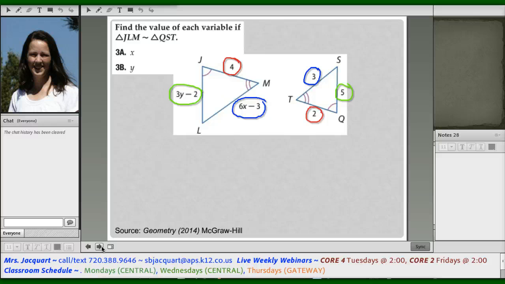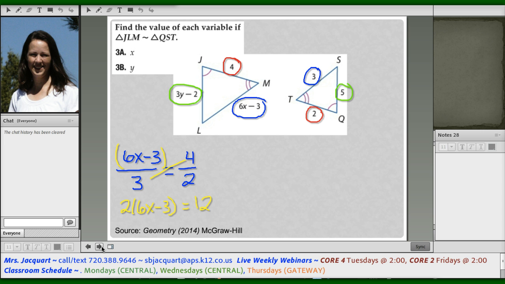So I circled the colors that are going to match up. So let's work x. 6x minus 3 all over 3 will equal 4 over 2. The reds. Cross multiply. 2 times (6x minus 3) equals 12. Ooh, I forgot to insert my fabulous parentheses. So then we get 12x minus 6 equals 12. Add 6 to both sides. Divide by 12.